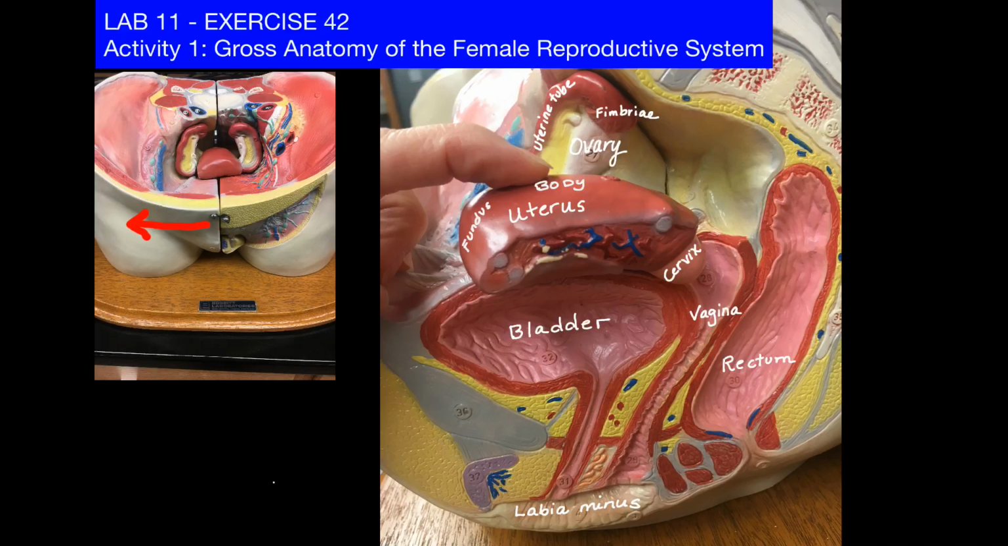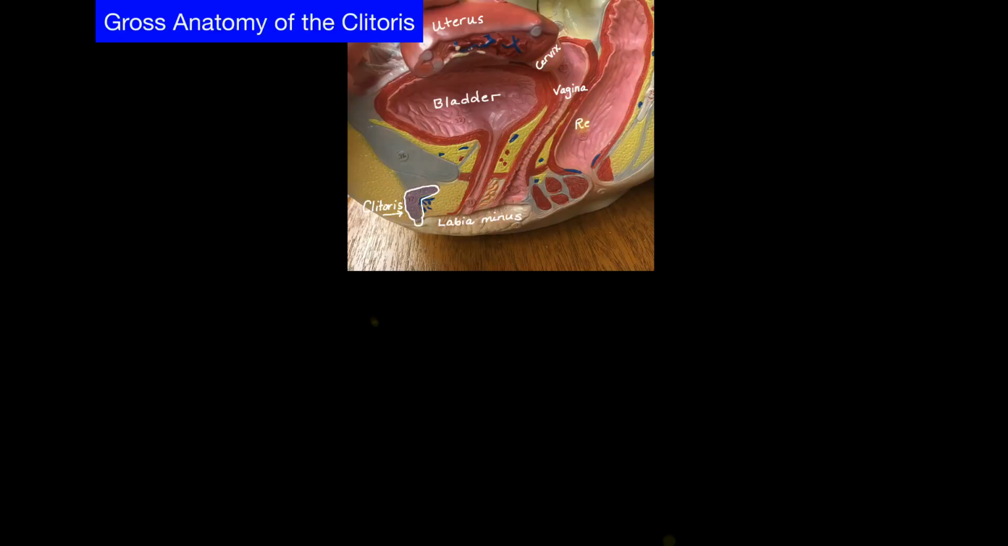Okay, so finally, we've got this little weird structure hanging out over here. This is the clitoris. We're going to talk about the clitoris a little bit more on the next slide. I want to take a minute and talk about the gross anatomy of the clitoris. So I've already pointed it out on the torso model on the previous slide. Here it's emphasized again. And this structure should look familiar to you.